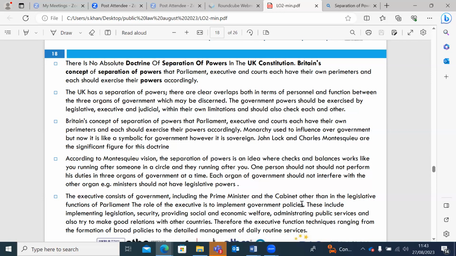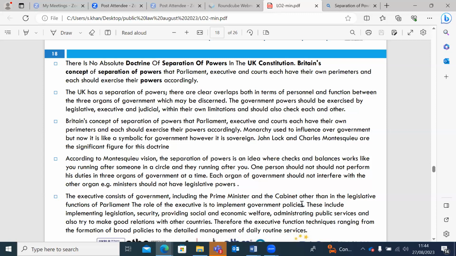The government powers should be exercised by legislative, executive and judicial with their own limitations and should also check each other. Britain's concept of separation of powers is that Parliament, executive and courts each have their own parameters and should exercise their own powers accordingly. The monarchy used to have influence over government, but now it is symbolic, however, it is sovereign.